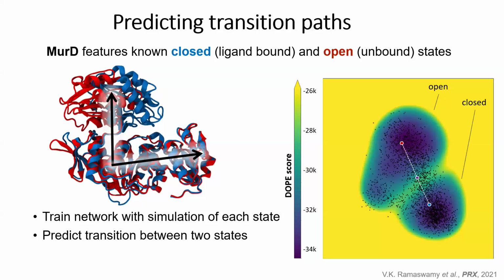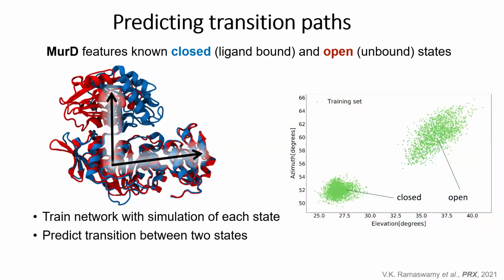But actually, the interesting thing is that this is the internal representation of the data from the neural network, but in reality, there's no interconversion in simulation between the open and the closed states. Just to convince you of that, this plot here shows in spherical coordinates the relative position of the little domain at the top with respect to the long domain at the bottom. We can place it in space in terms of an elevation and azimuth. And we can see 2 point clouds, one for the closed simulation, one for the open simulation, and they do not interconvert.